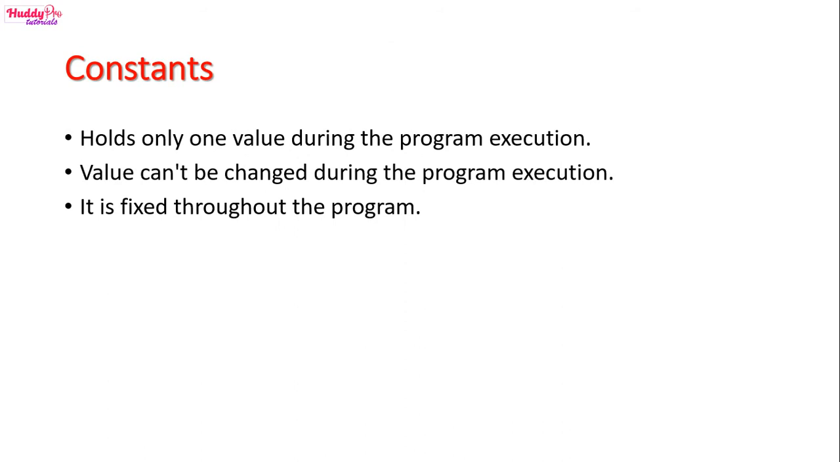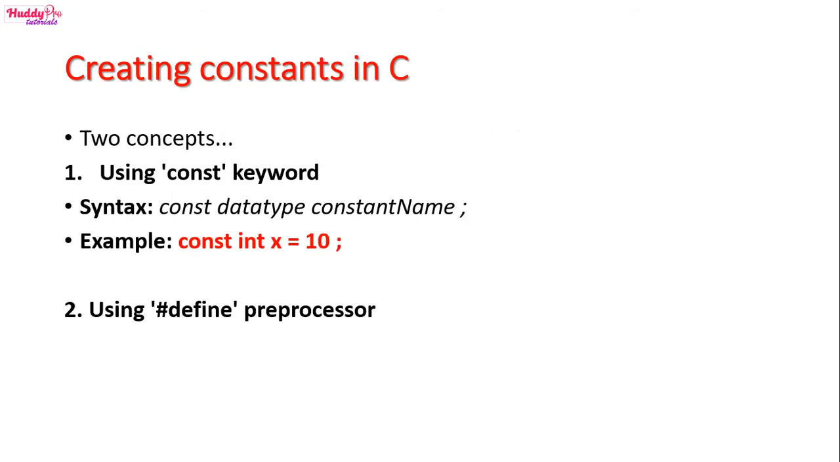Let's talk about constants. Remember, we have talked about variables. As in the word variable, you can sense that something changes, varies. But now constant, something does not change. So the constant is similar to the variable, but the constant holds only one value during the program execution. This means that once a value is assigned to the constant, that value cannot be changed during the program execution. Once the value is assigned to the constant, it is fixed throughout the program.